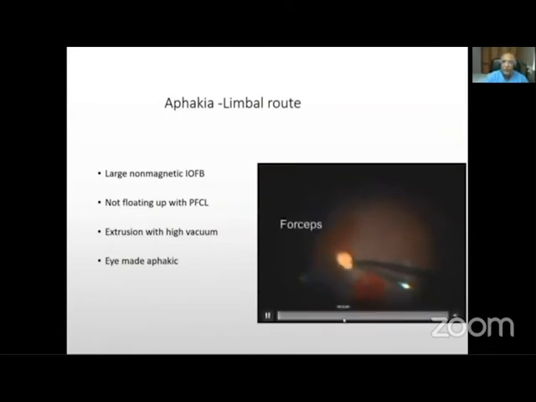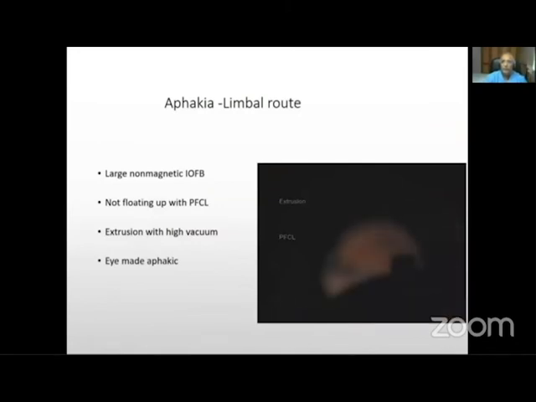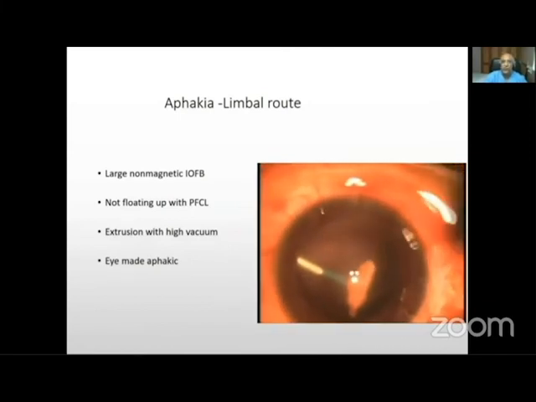As you can see in the video, this was a stone particle in the vitreous cavity. After vitrectomy, it was not possible for it to be held by any means. It was not possible for it to be floated up by PFCL, and therefore we had to resort to a vacuum extraction. It was held with a powerful vacuum with an extrusion needle, soft tip cannula, and brought into the antechamber.